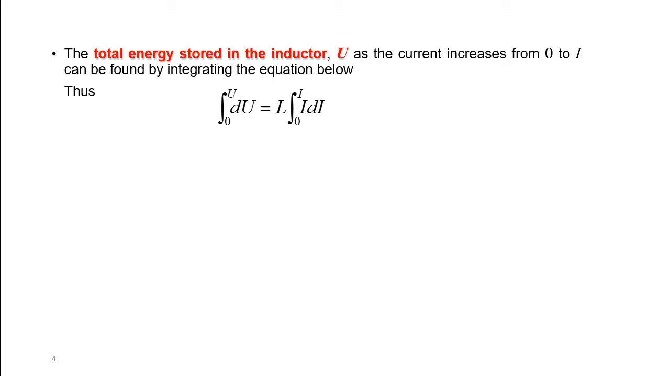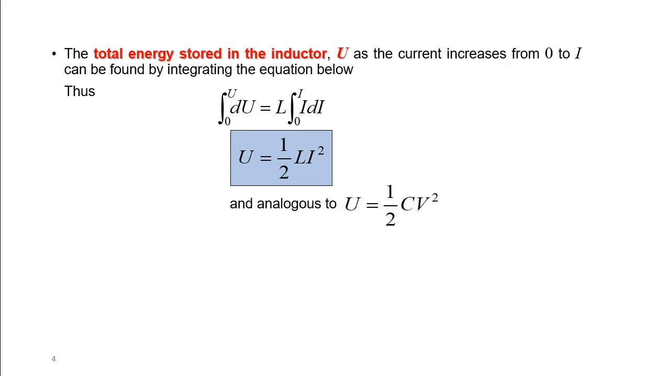Therefore, the total energy stored in the inductor, U, as the current increases from 0 to I can be found by integrating the equation as shown below. Last but not least, the energy stored in the inductor U is equal to one half L I squared. We can make an analogy. The capacitor stores energy in the form of electric charge or in terms of potential difference, and the inductor stores the energy in the form of a magnetic field whose magnitude depends on the change of current.